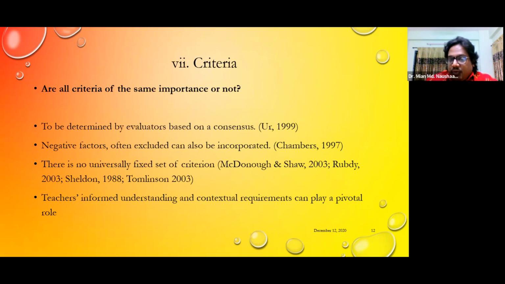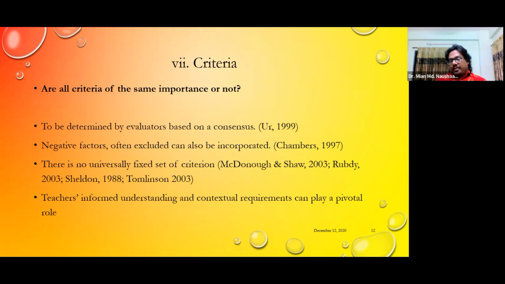So if there is more than one evaluator, maybe all of them can discuss and reach a consensus regarding which one is more important and which one is not. And then Fred Chambers also talks about the negative aspects. When we evaluate a book, we mostly talk about the positive things, but what about the negative things? So he said that we should also include the negative factors, and based on them, we also try to evaluate the books that we have.